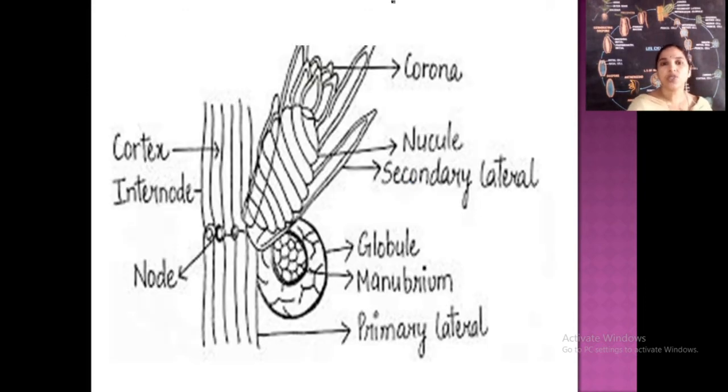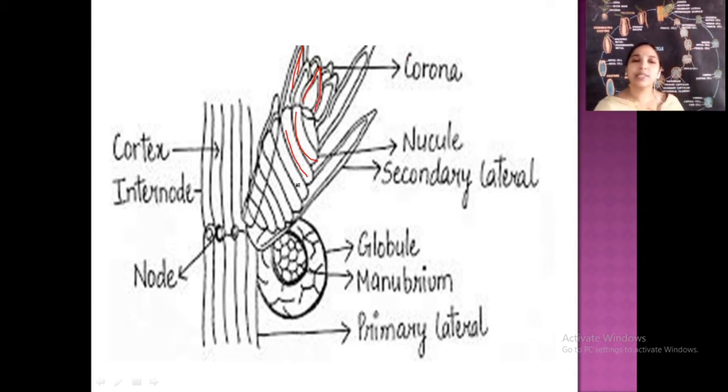See the structure. This is the structure of the nucule. This is the globule and this is the nucule. See, these are the tube cells. Actually, the tube cells are coiled around it, about 5 in number, and each tube cell is open at the upper side, and these are the corona.